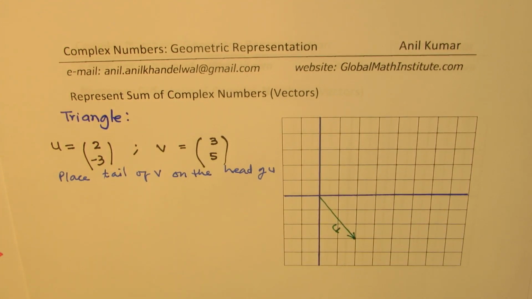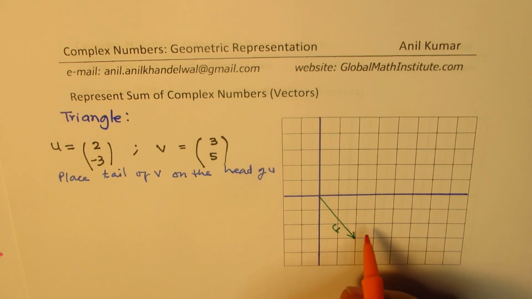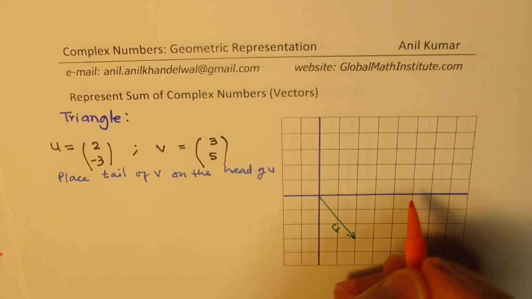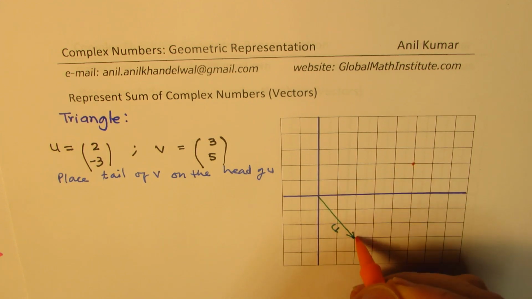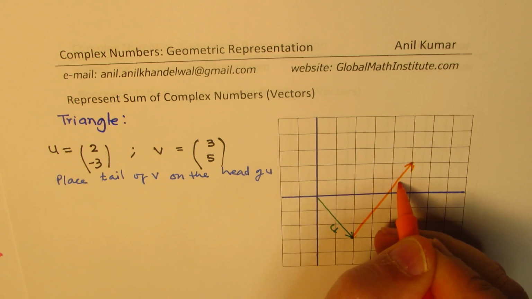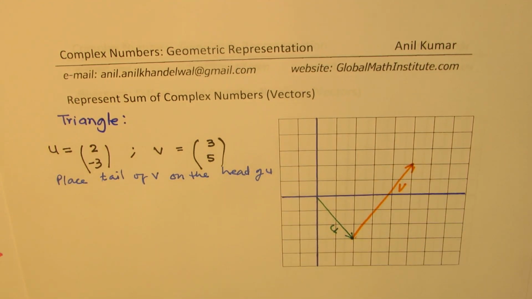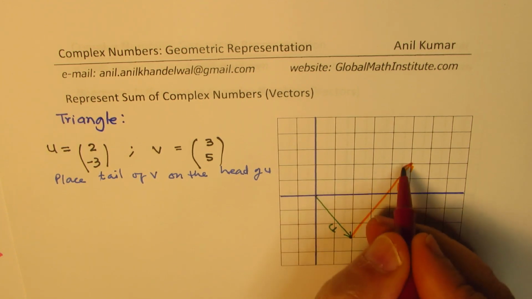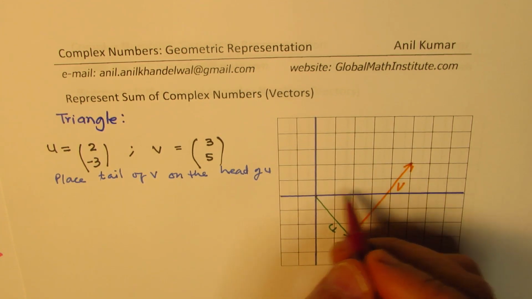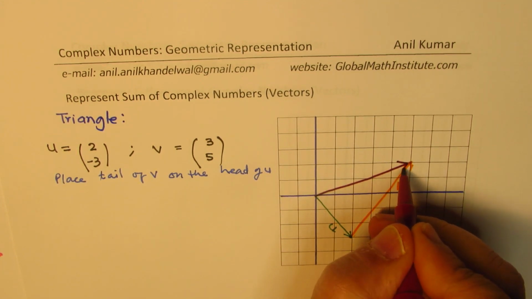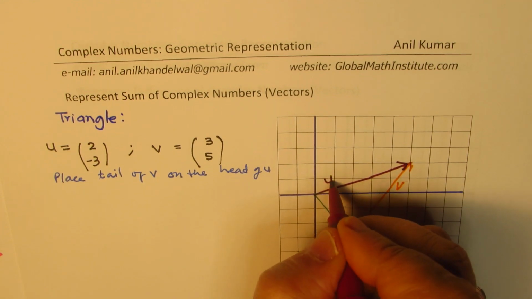And then we have a vector 3, 5. So from this position, we go 3 units right, which is the real part, 1, 2, 3, and 5 up. So that's the vector v. Correct? Now the resultant u plus v is right there. So u plus v will be the vector shown here.